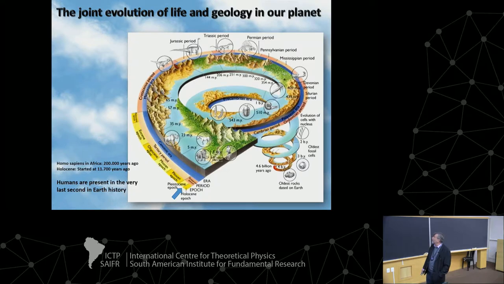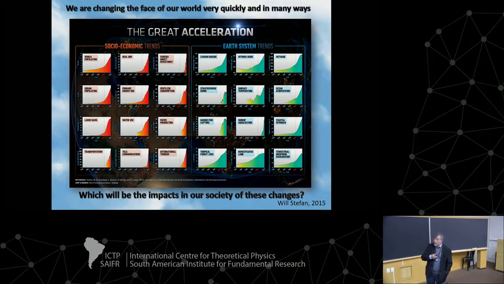It's very important. The changes we are making to the planet can be categorized in two big blocks. The first one is the trends in socioeconomics. If you look at real GDP, world population, use of water, paper production, international tourism, all the socioeconomic indicators mostly go up exponentially. On a planet with finite resources, we all know that we cannot continue like that ad infinitum. There is no such thing.